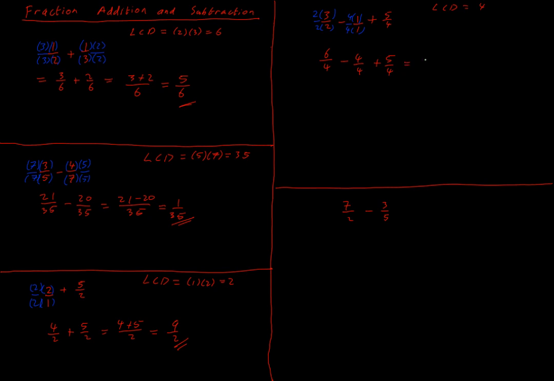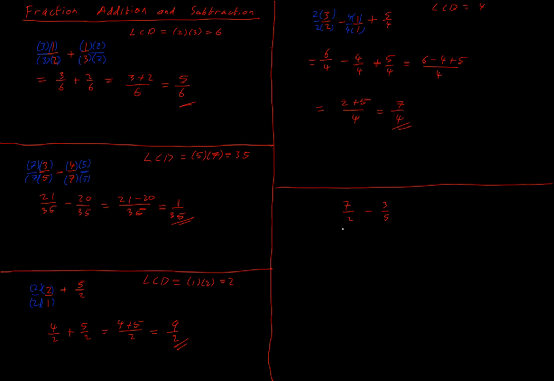And now I can add up all my numerators, or sum up all my numerators. And I end up with 6 minus 4 is 2, plus 5 all over 4. I'll do 7 all over 4. And that's my final answer.